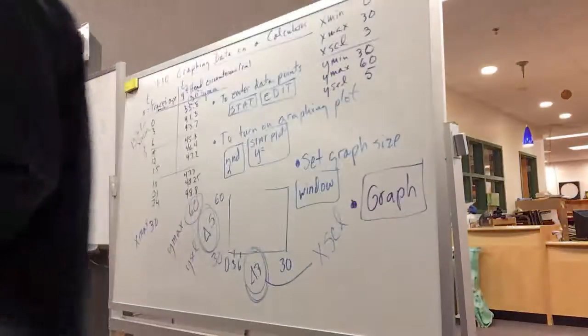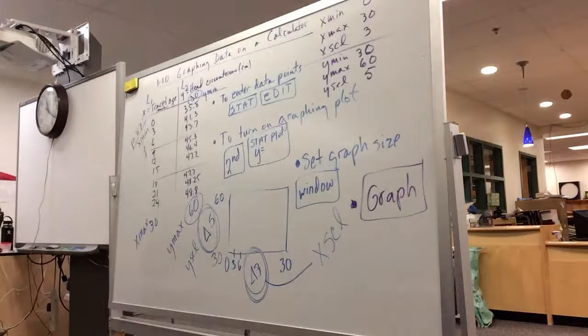And then the last thing you do is you just graph. And if you did it right, it'll show up. If it says error, then you have to go back and change your scale.